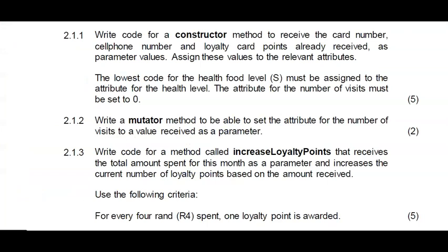The first question asks us to write the constructor method. Receiving, that means it's the parameters they're going to indicate now, the card number, cell phone number, and the loyalty card points. As you can see, not all the attributes are received, and they don't have to be. They also don't all need to be initialized in your constructor, but they often are, as in this case here. They explain that the health level must be set to S, which is your lowest level, and that the number of visits must be set to 0. Press pause and try it yourself.